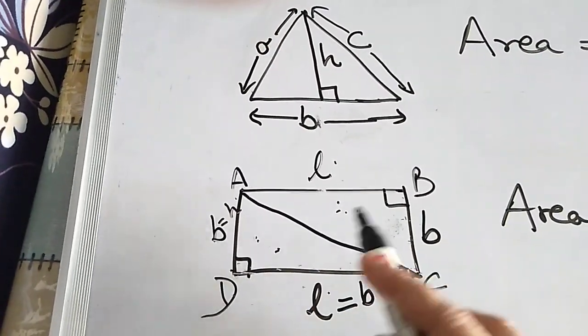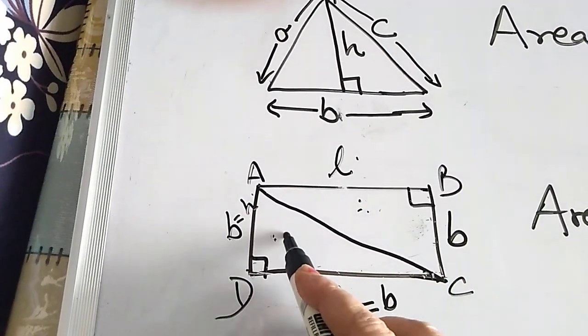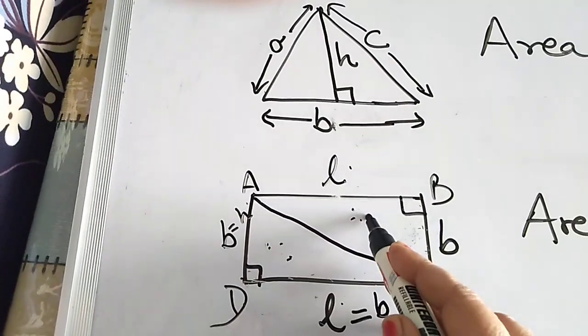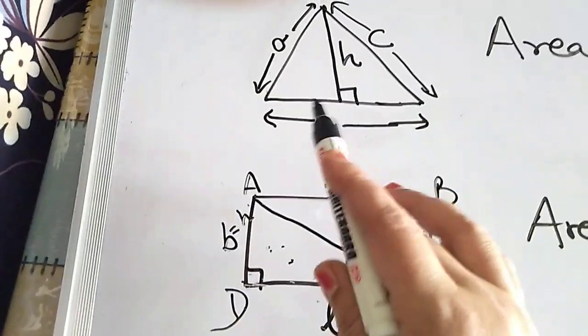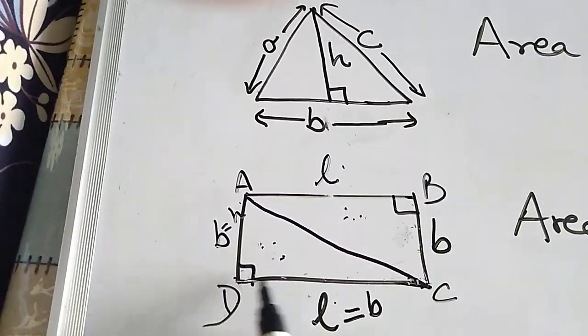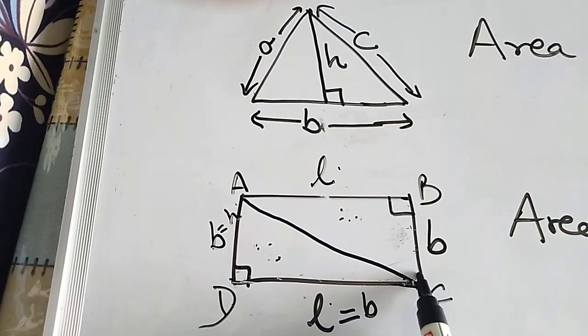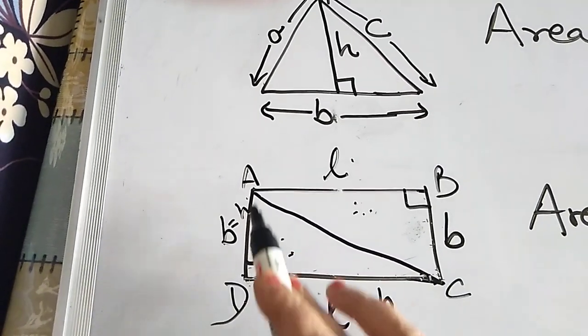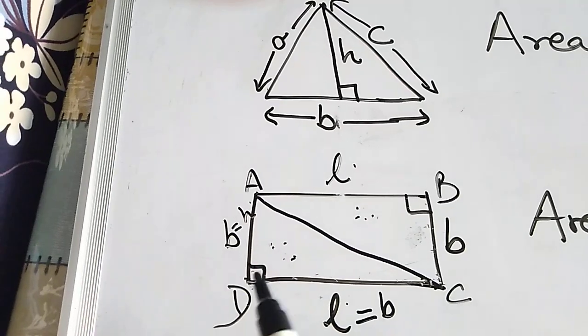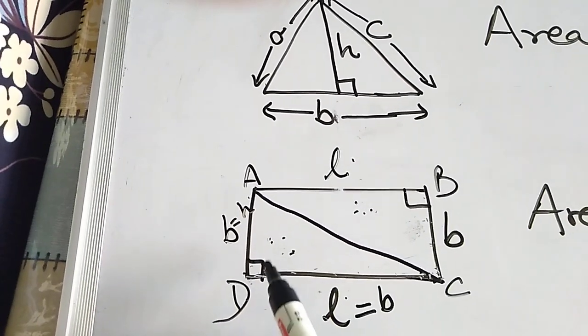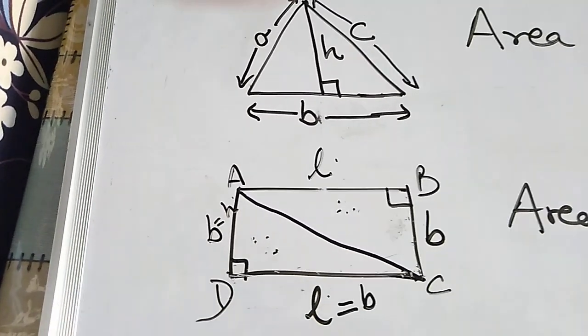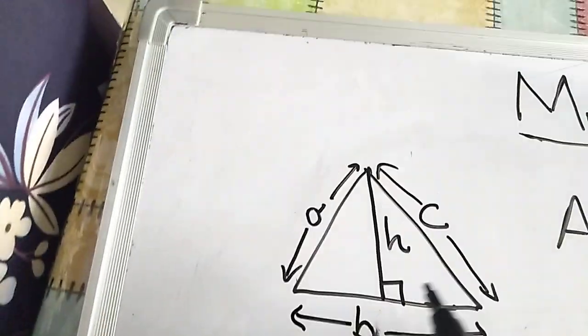Yes, two triangles of equal area. So the area of this triangle is half into L into B, or half into B into H if we call the length the base of the triangle and the breadth the height of the triangle. You should always remember that height is always perpendicular to the base. Okay. Now the same thing comes here.